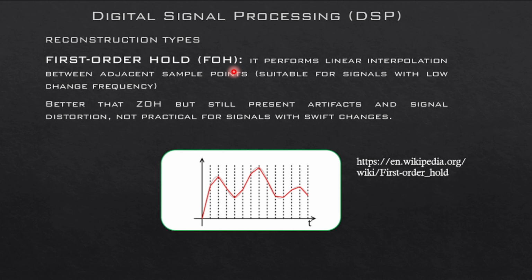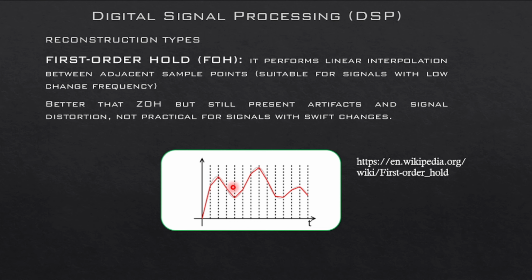First order hold, FOH, performs linear interpolation between adjacent sample points, which is suitable for signals with low change frequency. When you have a low change in frequency, it's very suitable. The advantage here is that, instead of keeping the same value throughout an interval, it interpolates between two subsequent values, meaning that it draws a line between each two subsequent values. So here you have, for instance, this value and then this value. Interpolation means it draws the line between them.